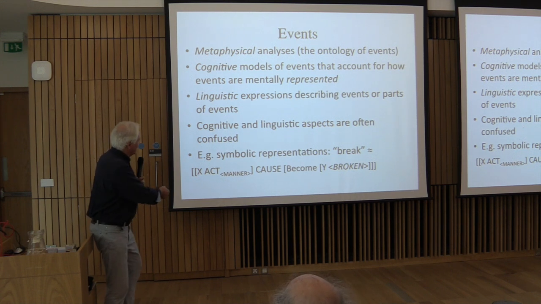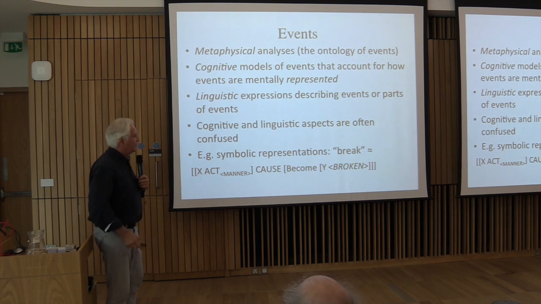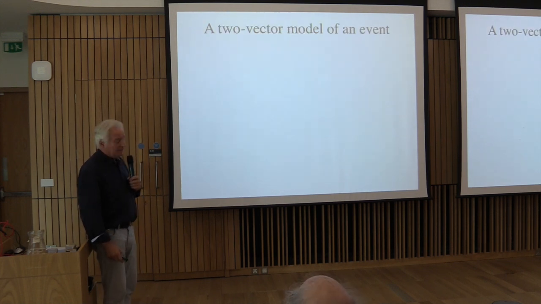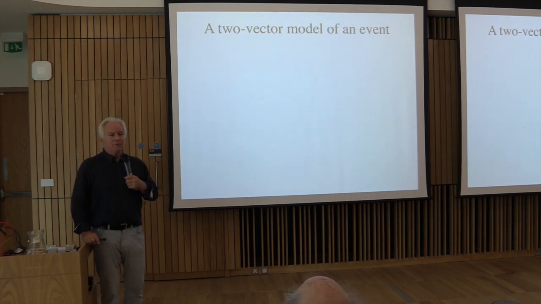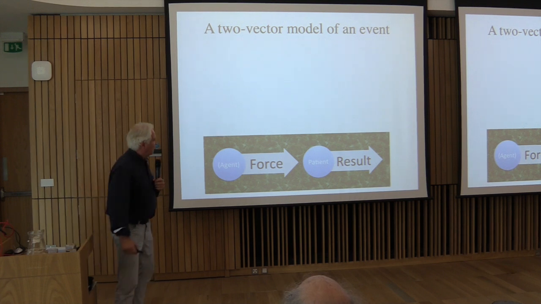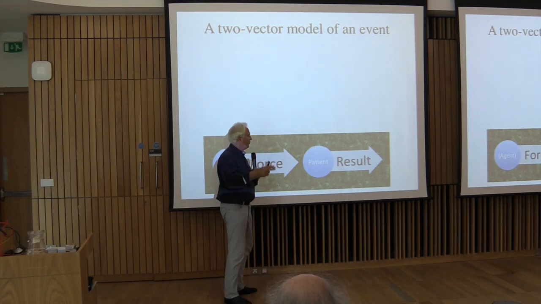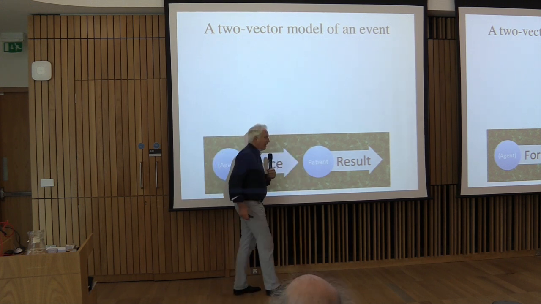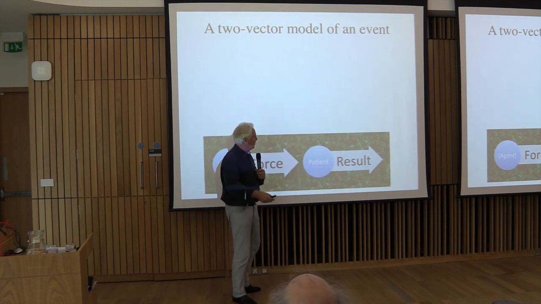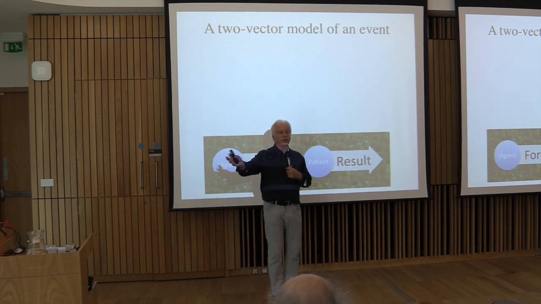I want to get out of that symbolic representation and do it in terms of force patterns instead. That's my way of handling actions. So I'm now very boldly proposing a cognitive model of events. It contains two vectors. One vector, the central part, is the patient, the thing the event is about. And there is a force vector acting on the patient. Something is happening to the patient. And as a result, the patient changes its properties.